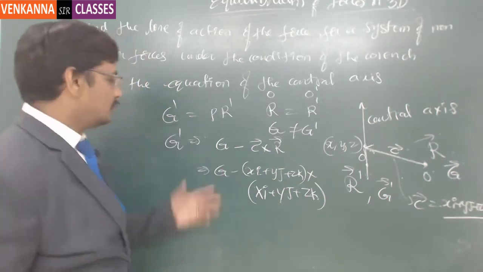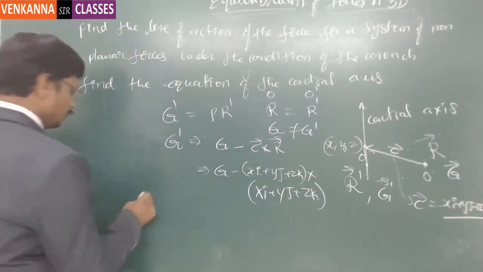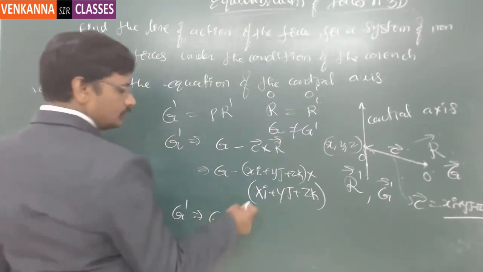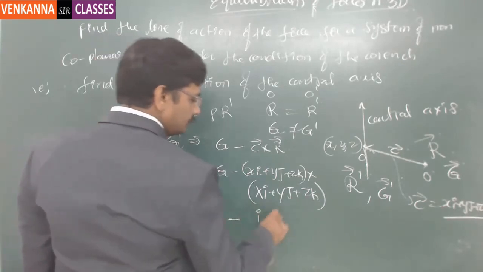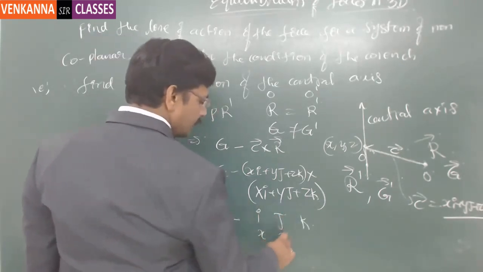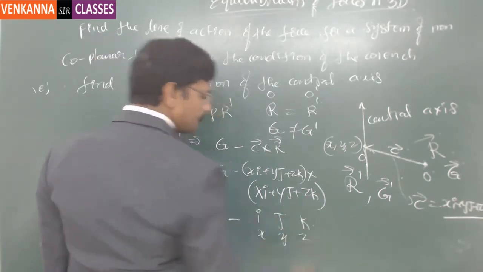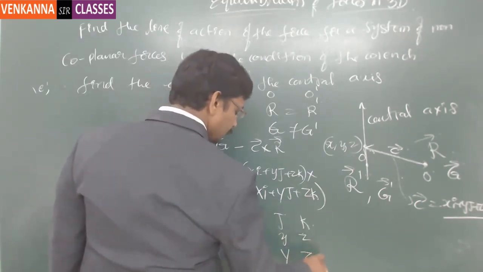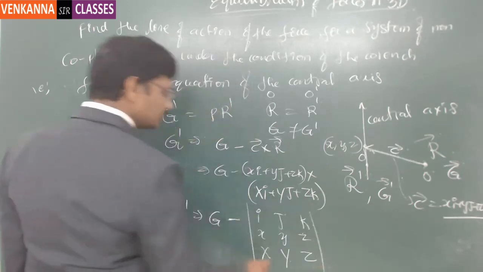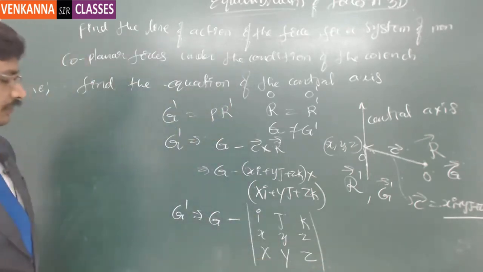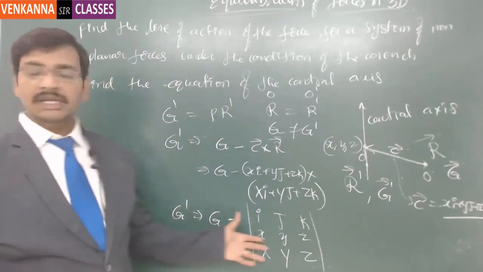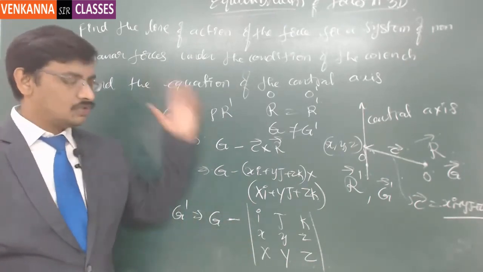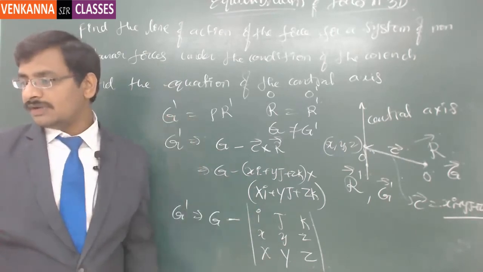Okay, so this is going to be G dash is equal to G minus the determinant with rows i j k, x y z, and capital X, capital Y, capital Z. This mod we have to be finding out. So the G dash value you can equate, so that you will be able to find the equation of the central axis. First you note down this. I am going to erase it and further simplify it.